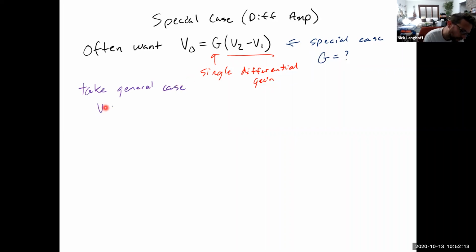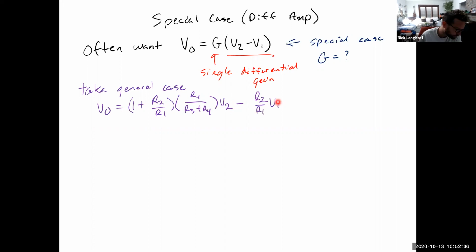That's V out is equal to, well, I just wrote it on the last page, but we'll write it again. V out equals R2 over R1, 1 plus R2 over R1, that quantity, times R4 over R3 plus R4 times V2, minus R2 over R1 times V1.